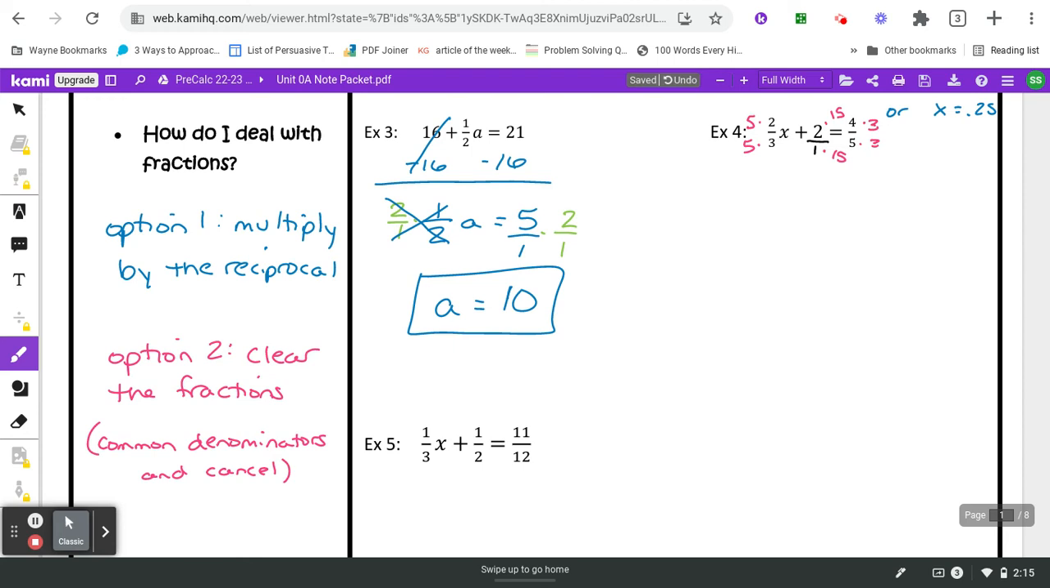Now notice all of your denominators. I have 5 times 3, 15. 1 times 15, 15. 5 times 3, 15. All of them are 15. If all of them are the same, which is what we were trying to do, they cancel out. Then look at your numerators. 5 times 2 is 10x. 2 times 15 is 30. And 4 times 3 is 12. And then we would just solve it from there with no more fractions.